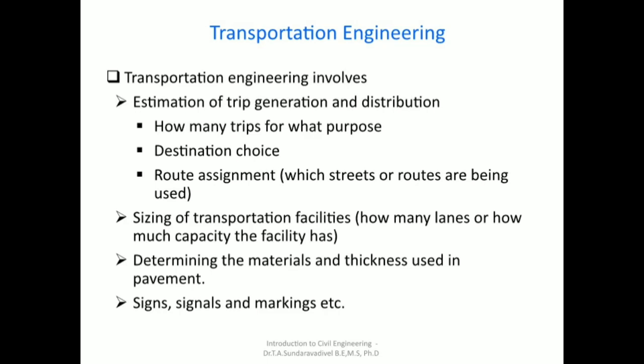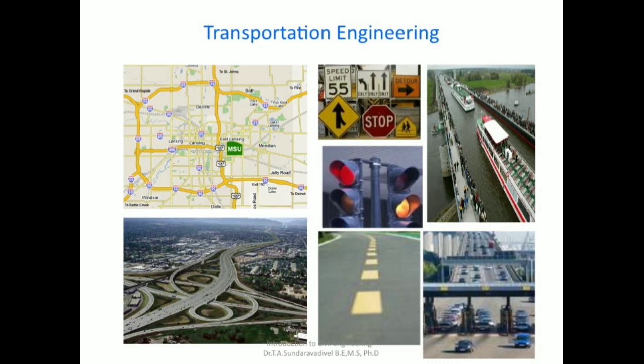Transportation engineering involves estimation of trip generation and distribution system, how many trips for what purpose, destination choice, route assessment, sizing of transportation, signs, signals, markings, etc., determining the materials and thickness used in roads, etc. These are some of the pictures showing the usage of transportation engineering. They should finalize the route, then signals, then roads, they should maintain the roads, flyovers, then the other waterways, etc.